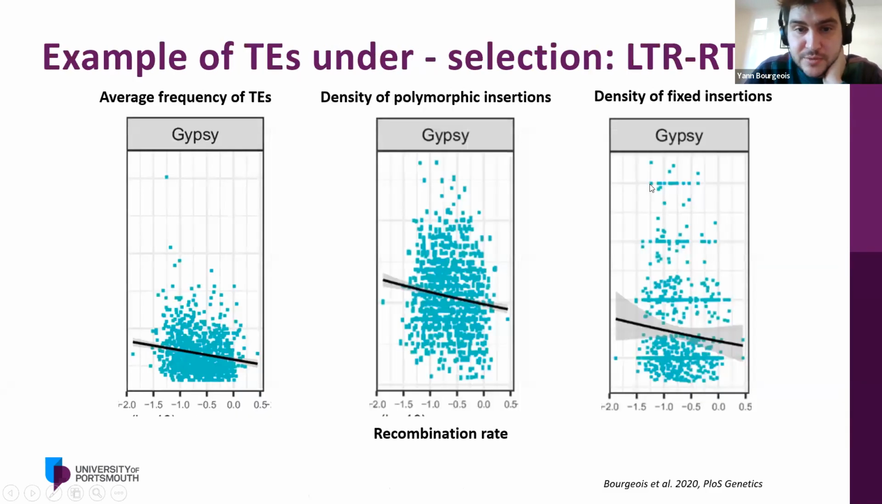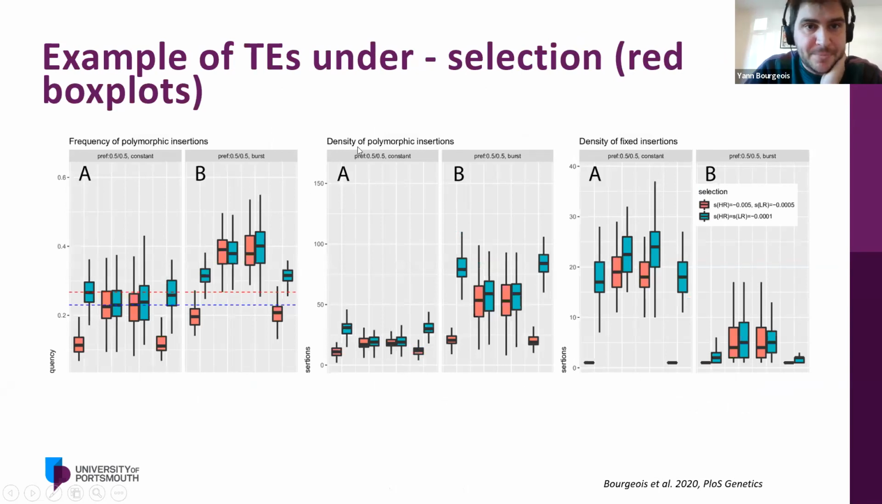So this would be this example here. You look at the red boxes, and this is what you expect. If you have strong purifying selection against TEs, and this selection is stronger even in regions of high recombination, for example, due to ectopic recombination, you expect indeed a negative relationship.